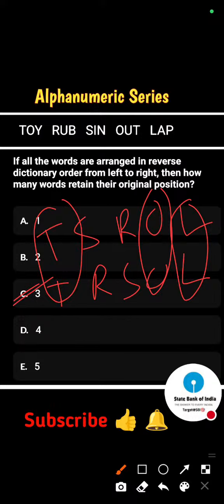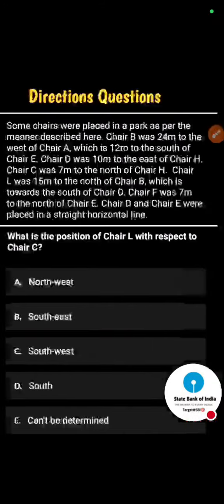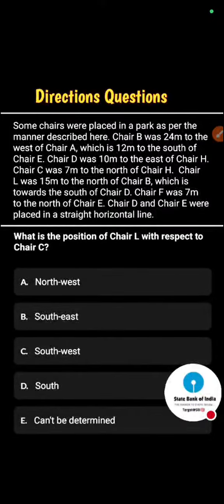Next one. Directions. Please try to solve this question and comment the answer for this one. Chairs were placed in a park as per the manner described here. Chair B was 24 meters to the west of A. Okay, A, which is 12 meters to the south of A. B was 10 meters to the east of H.